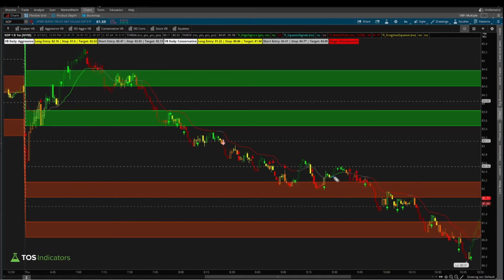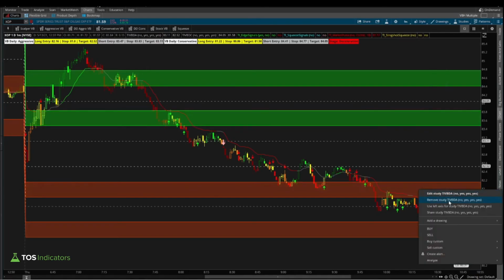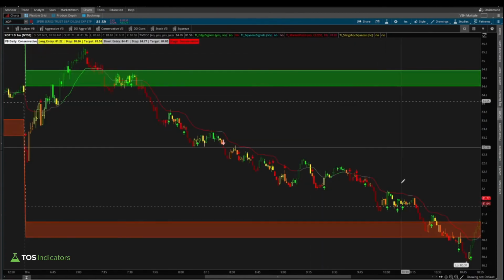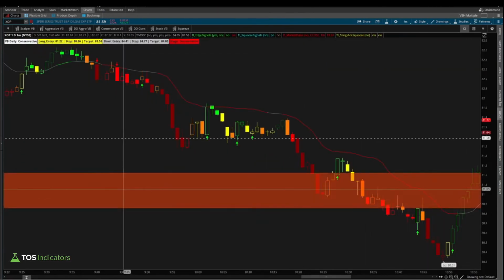Now, after that, we had price action here start to chop around. We then broke outside of our aggressive models, went all the way down to our conservative models. So in fact, let me remove our aggressive study here. If I remove that, that should make things a bit easier and cleaner. We then breached our conservative clouds here.